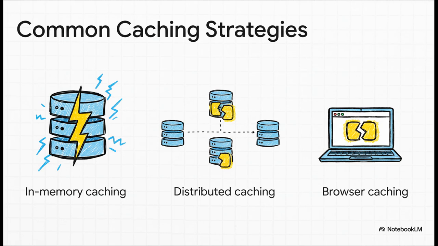They can store the cache right inside a server's memory for lightning-fast access. For massive scale, they can spread that cache across a whole network of machines in what's called a distributed cache. They can even tell your own web browser to hold on to certain files so you don't even have to ask the server for them a second time.